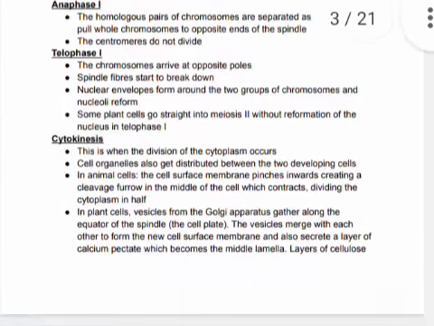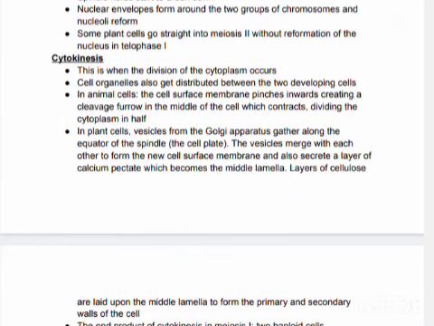Now moving on to metaphase 1. Our bivalents, which are pairs of homologous chromosomes, line up along the equator of the spindle.